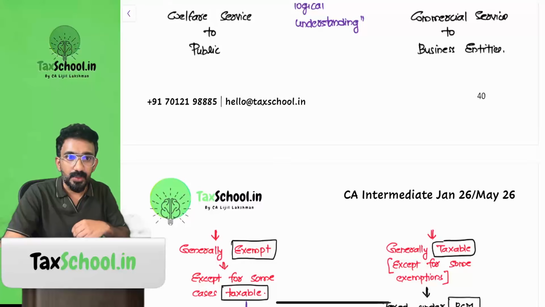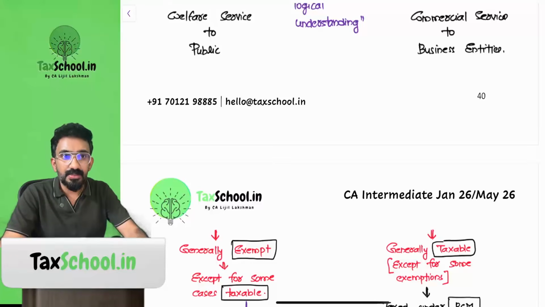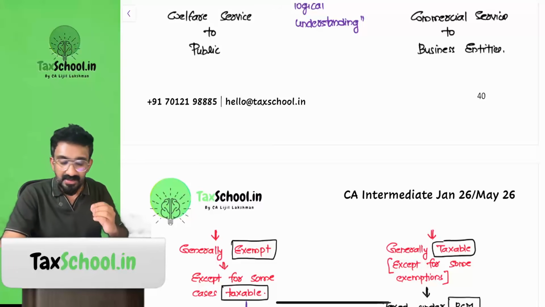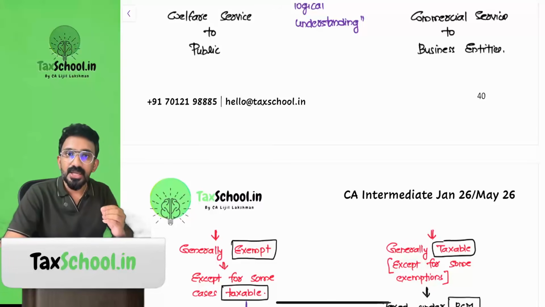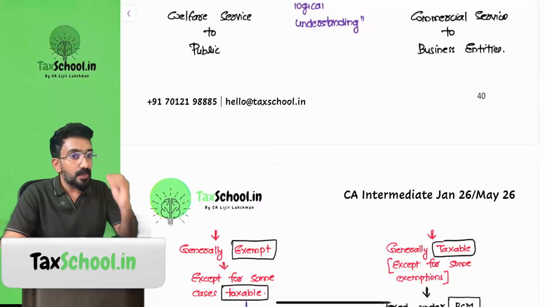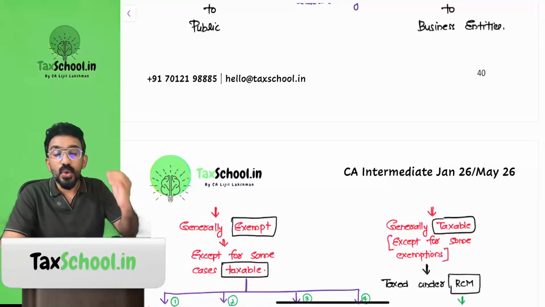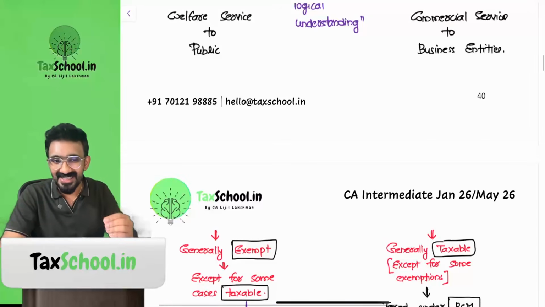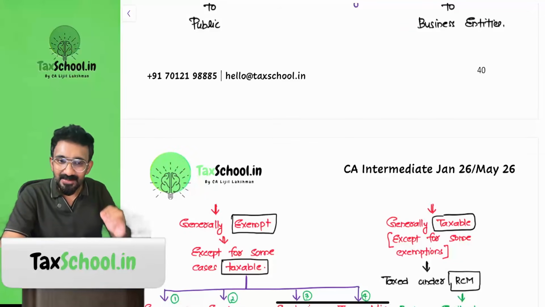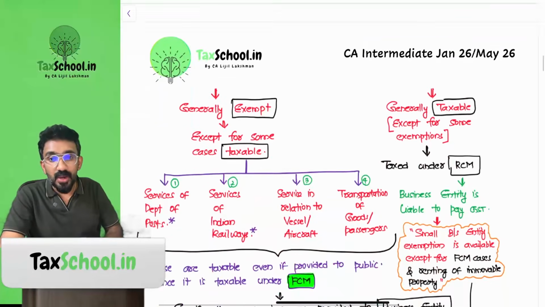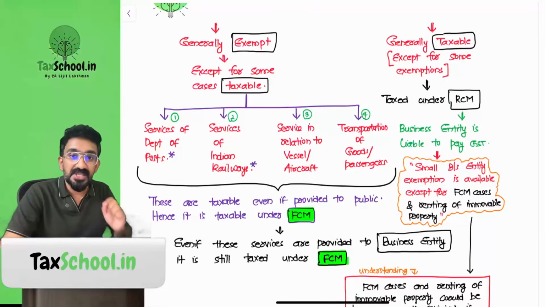Okay. So because of that reason, whenever the services of government are taxable to the public, it would be under forward charge mechanism. However, when it is a commercial service provided to a business entity, it is always better to collect it from the business entity. So they made it taxable under RCM.